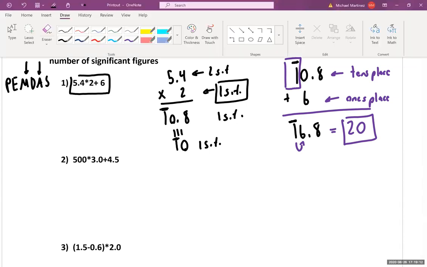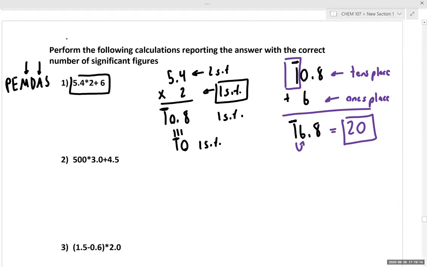Now, let's unpack this example. After multiplication, we care about sig figs. We retain the least number of sig figs, which is 2. That gives us 10.8. This 10.8 only has 1 sig fig, so we put a bar over the 1. This 10.8 can be functionally treated like 10 in terms of sig fig rules.